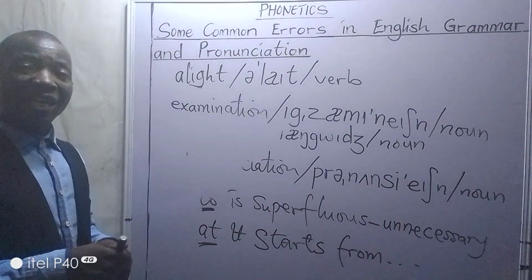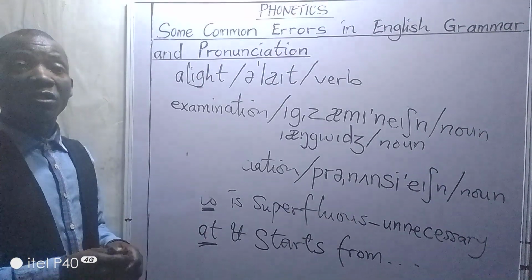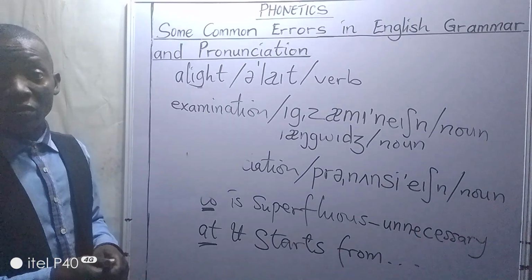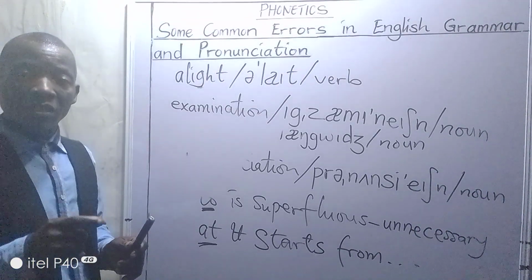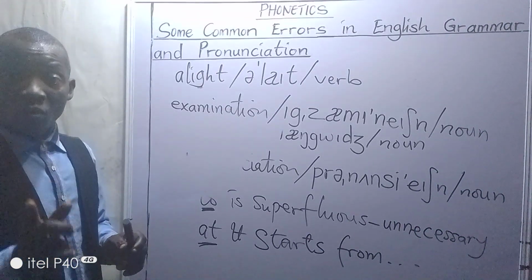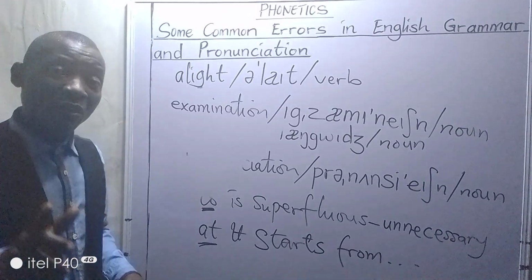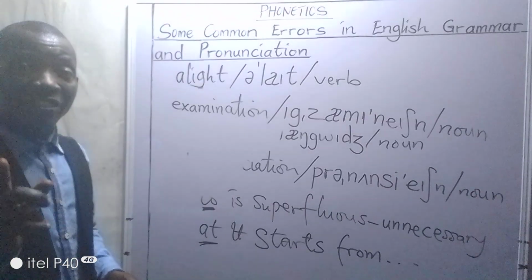Just like we have tricycle, with cycle pronounced correctly. But the common pronunciation of tricycle is wrong. The correct English word is tricycle.